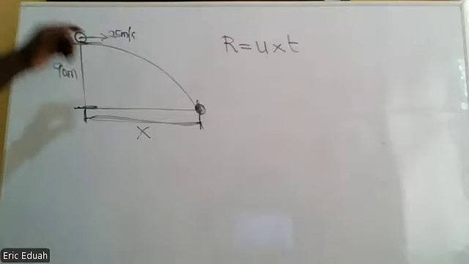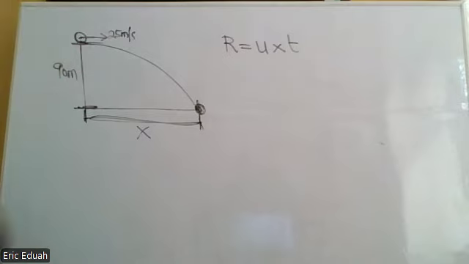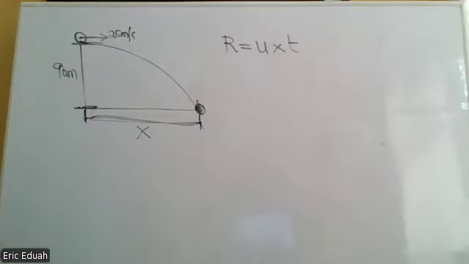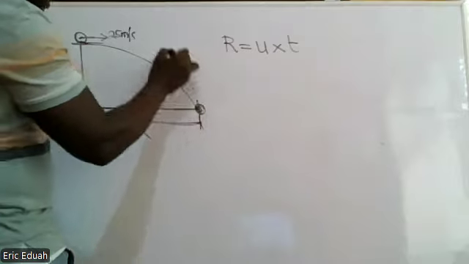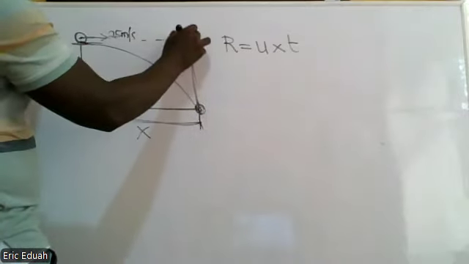Do we have U? Yes, we have U. Do we have the time of flight? No, we don't. So how do we determine the time of flight to enable us calculate the total horizontal distance traveled? There's one thing that we know, and that is it takes the same time to cover a horizontal distance and then its corresponding vertical distance.